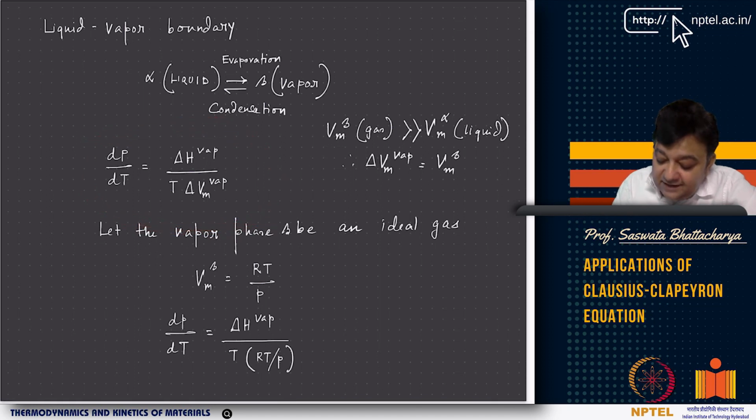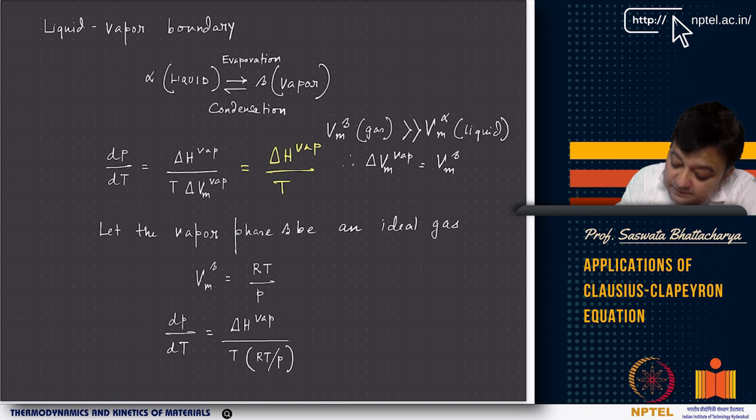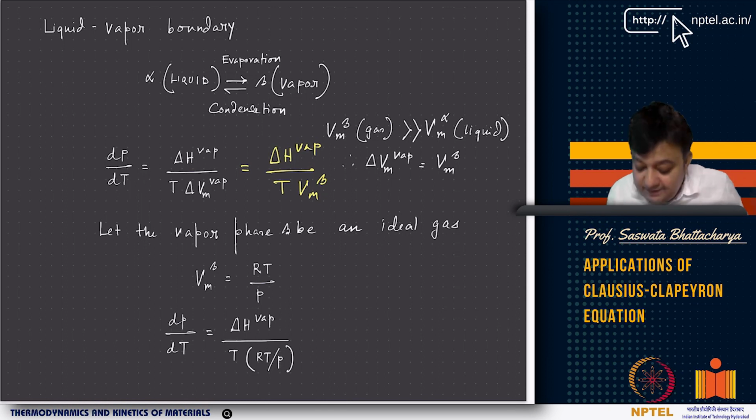In general, gas has a much larger molar volume compared to any condensed phase, whether liquid or solid. So delta Vm of vaporization is nothing but Vm beta, where beta is the gaseous phase. So we can write dP/dT equals delta H vaporization over T times Vm beta. Vm alpha can be neglected.